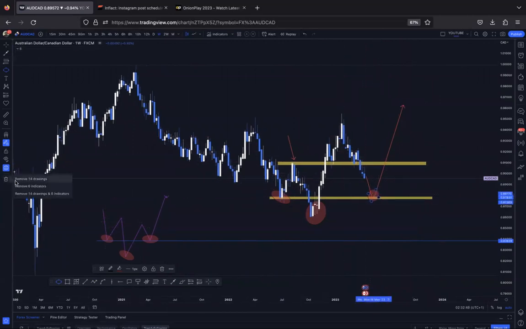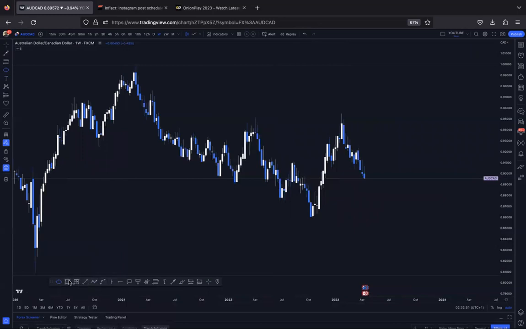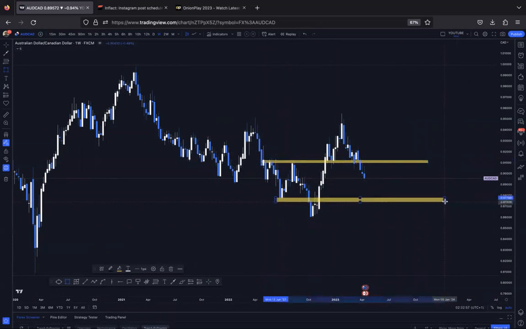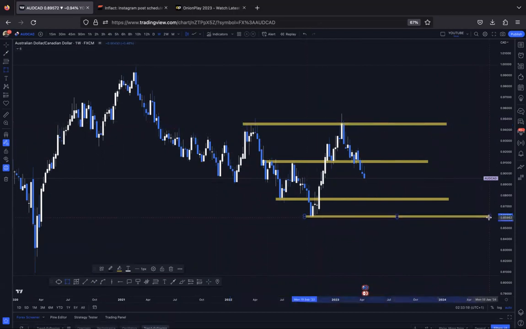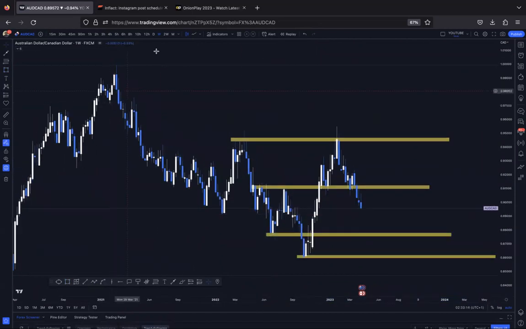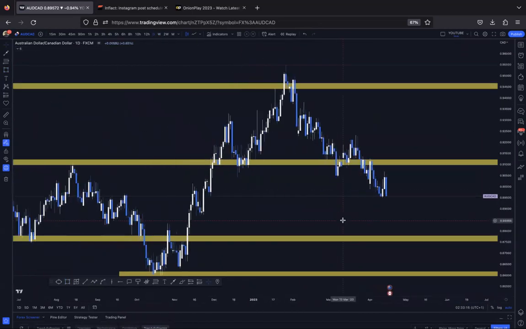So let me clean everything and mark again. So this will be a level I'm interested in, another level I'm interested in. And let's also take note of this level here. So I'm going to mark the ultimate high here. And let's also mark the weekly low here. So these are the levels that I'm interested in. Okay, and then we go to the daily time frame.